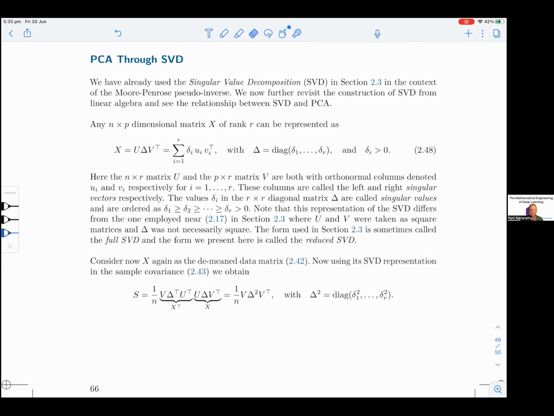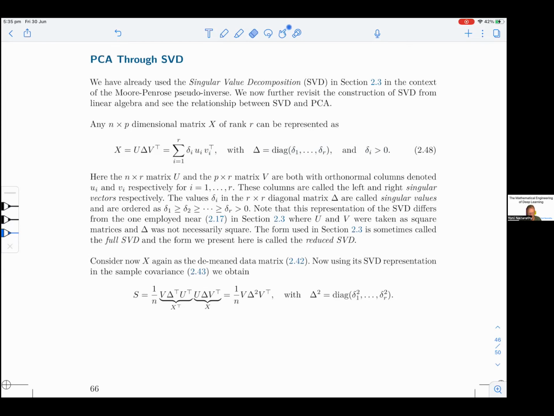Note that this representation of the SVD differs from the one employed when we did the Moore-Penrose pseudo-inverse in section 2.3, where U and V were taken as square matrices, and delta was not necessarily square. So here delta is square, but U and V are not necessarily square. The form used in section 2.3 is sometimes called the full SVD, and the form we present here is called the reduced SVD. So we only have singular values based on the rank of the matrix.